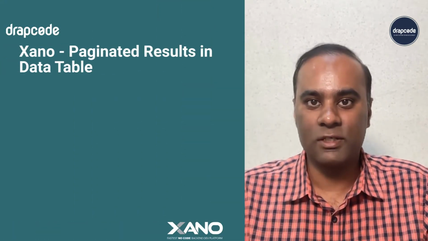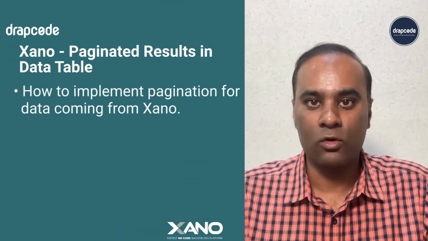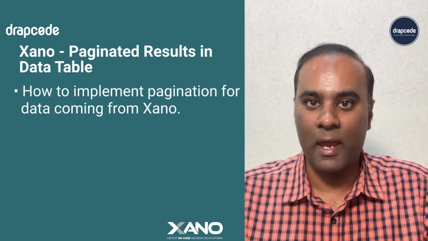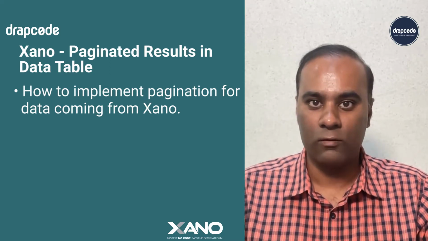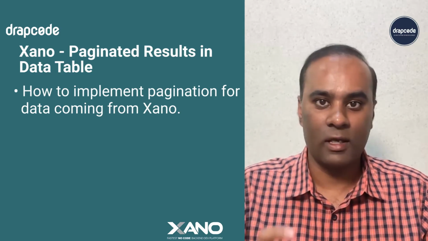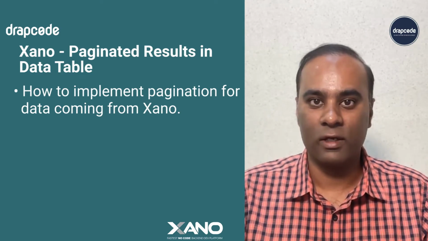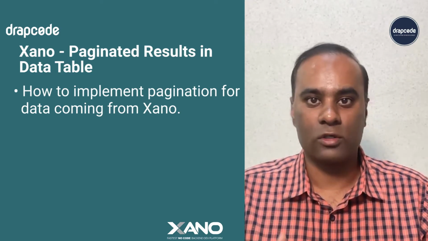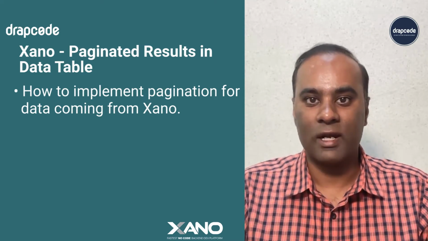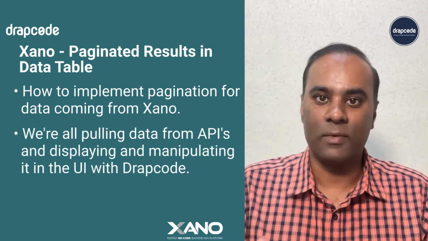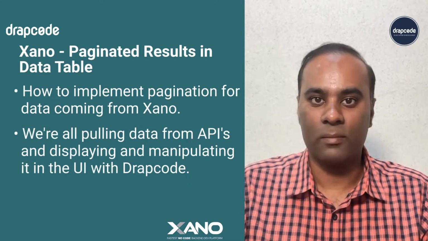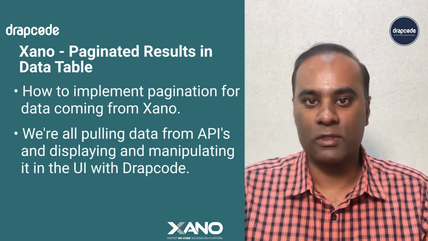So in this video, we will understand how to implement pagination for data coming from Xano. Here we are using Xano as a backend and Drapcode as a front-end builder, where all the data is coming from Xano. We are not storing anything locally, so we are making API calls to retrieve data, to create new records, update, delete, and everything. Data is stored in Xano, and we fetch everything through APIs and then display and do all the manipulation on the UI using Drapcode as a UI builder.